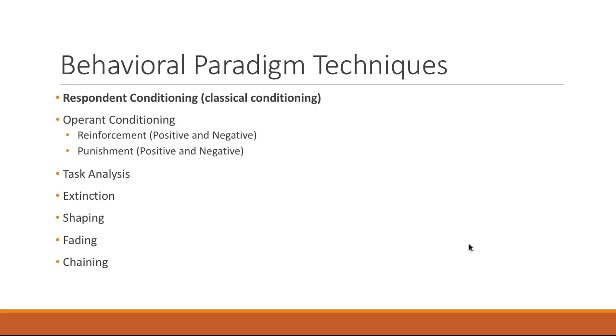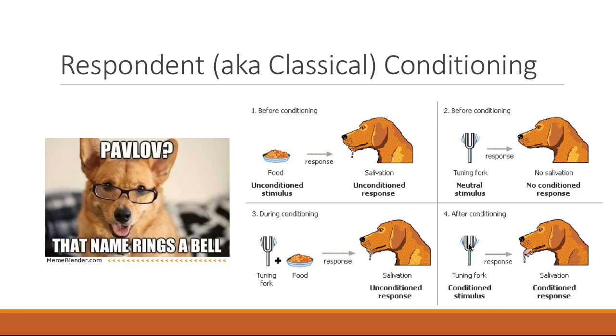There are several techniques common to the behavioral paradigm, and the first one listed here is respondent conditioning, which is also known as classical conditioning. Classical conditioning suggests that learning a new behavior occurs through the process of association. There are 3 stages involved in classical conditioning.